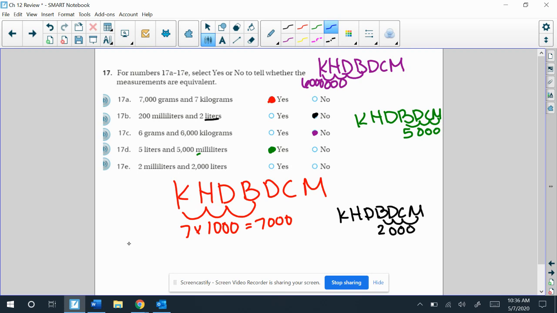There's space. I'll do it right here. King Henry died by drinking chocolate milk. I'm going to put it on my larger unit of liters. And I'm going to go to the smaller unit. 1, 2, 3. Those definitely do not match. Those are my answers, and I have work shown for every single one of them.